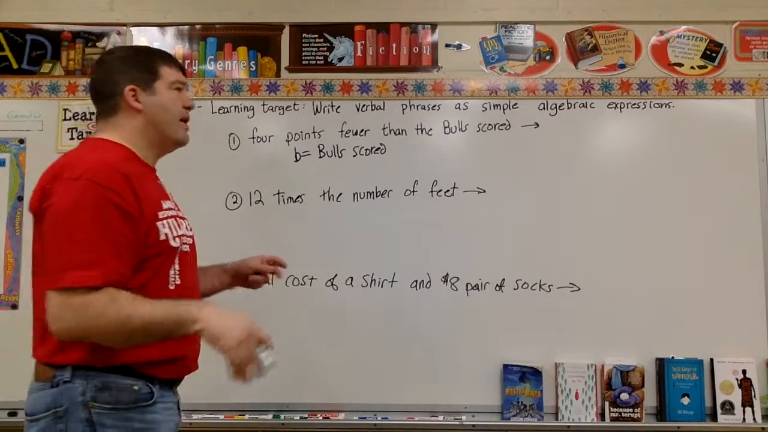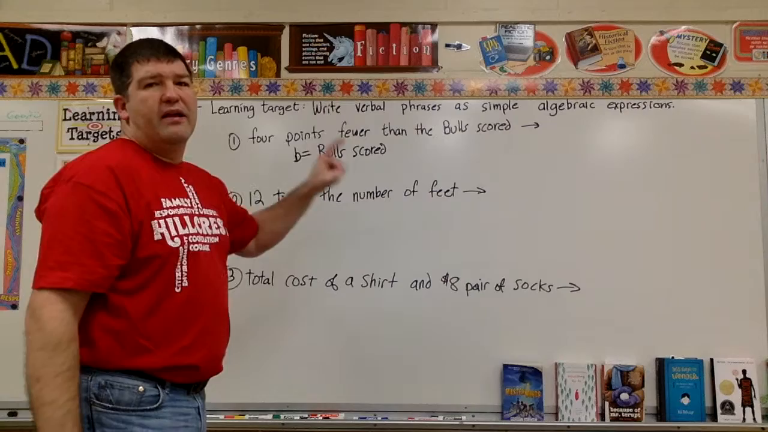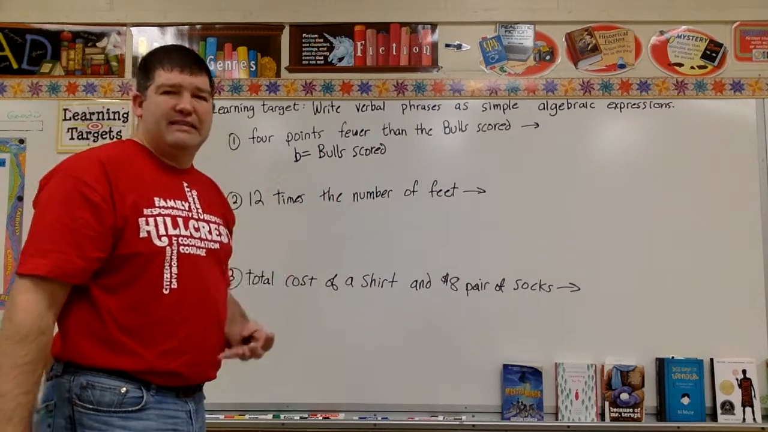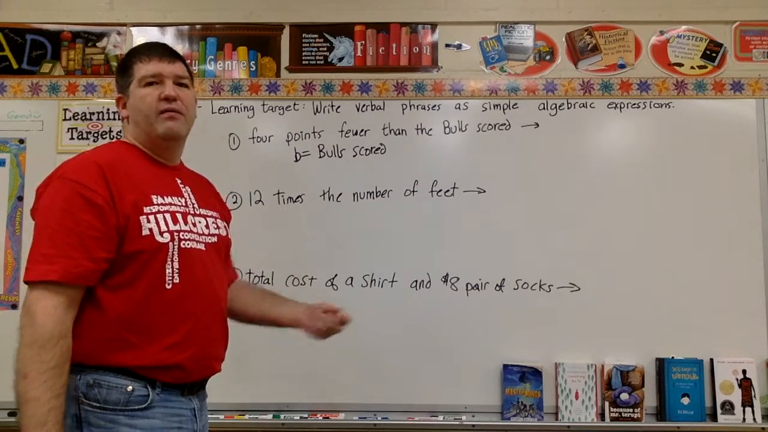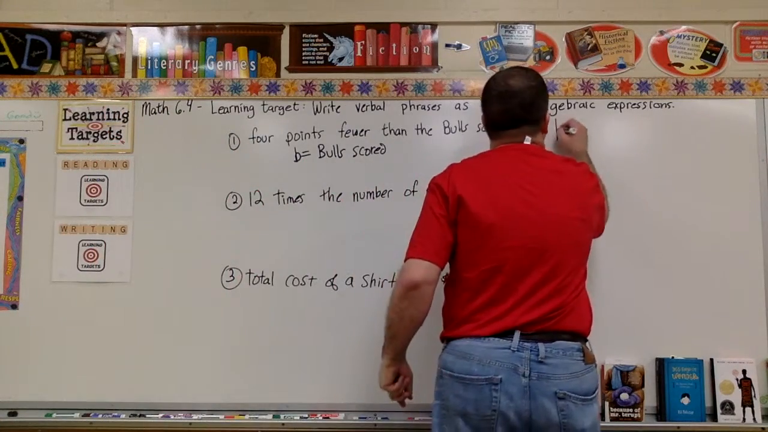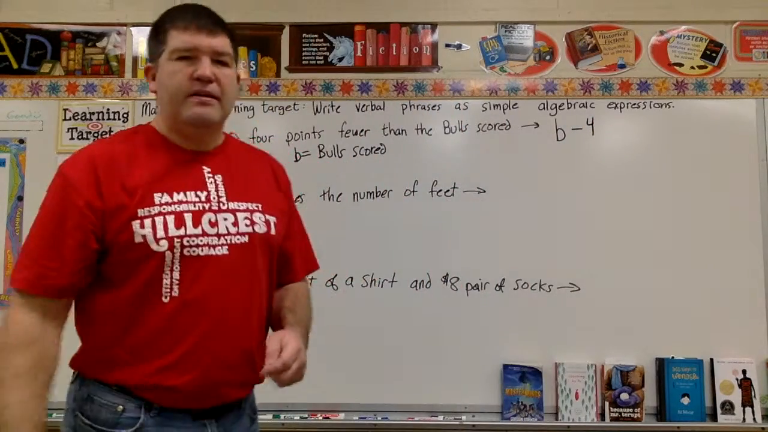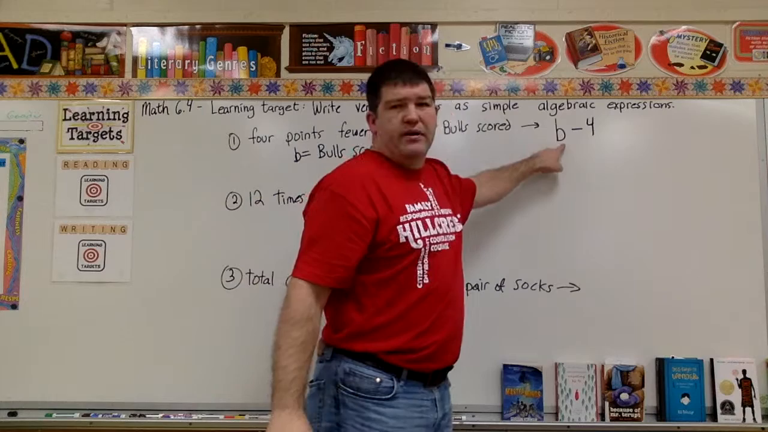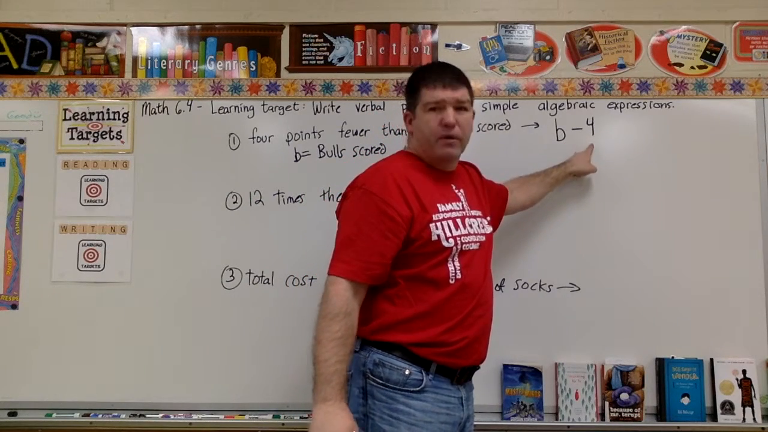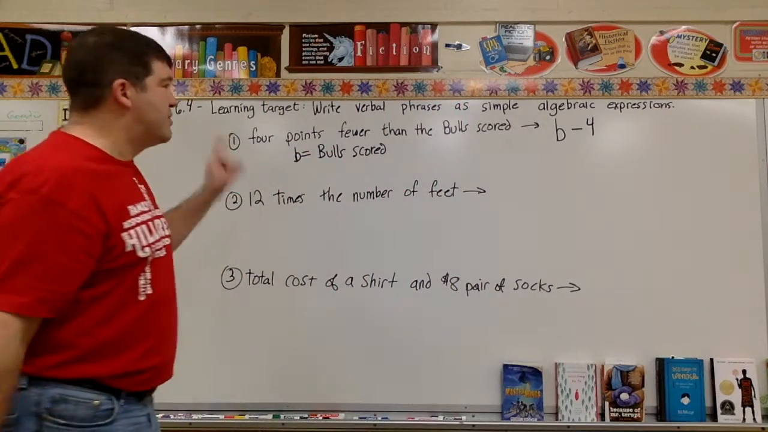Now, let me go back and read this. 4 points fewer than the Bulls scored. Fewer I know is less than, it's subtracting. And we want to go 4 less than that. So I'm going to go B minus 4. So this is what the Bulls scored, and I take 4 away, or I go 4 fewer, then I have what I want.